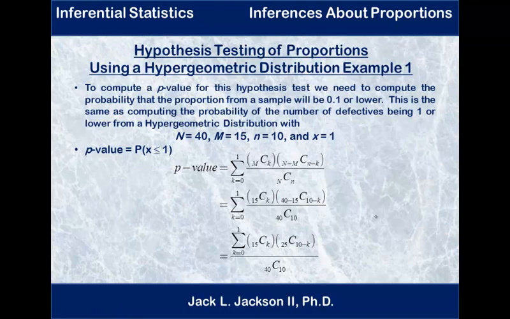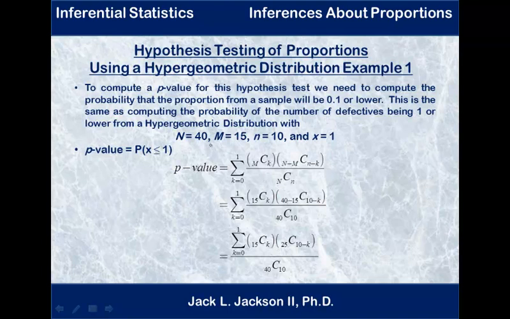So to compute a p-value, we need to compute the probability that the proportion from a sample will be 0.1 or lower. It's the same as computing the probability of the number of defectives being 1 or lower from a hypergeometric with these parameters. So we take our formula for the PDF, M choose K, N minus M choose n minus K, over N choose little n. And then we add that up for all the ones up to 1. So that's just 0 and 1. This gives us the CDF that goes with 1 for this particular hypergeometric. So this is basically a hypergeometric CDF of 1 with this particular distribution. And that's what the p-value is.